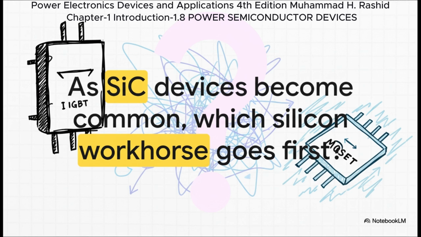get cheaper and more common, which of the classic tools in our silicon toolbox do you think is going to become obsolete first? The big thyristor? The versatile IGBT? The speedy MOSFET? Something for you to think about.